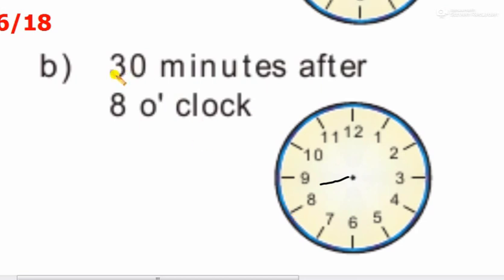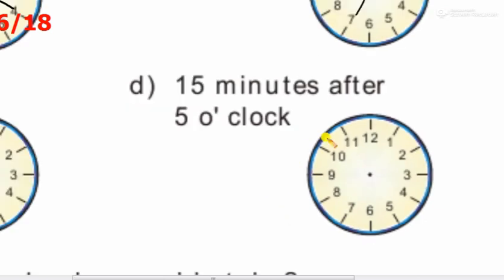And for 30 minutes, again we have to think of a number which when multiplied by 5 gives 30. So we see it is 6. So 6 fives are 30. So the minute hand should be towards 6. So it is like this. So here you see it is 8:30 time, or you can say half past 8 or 30 minutes past 8.